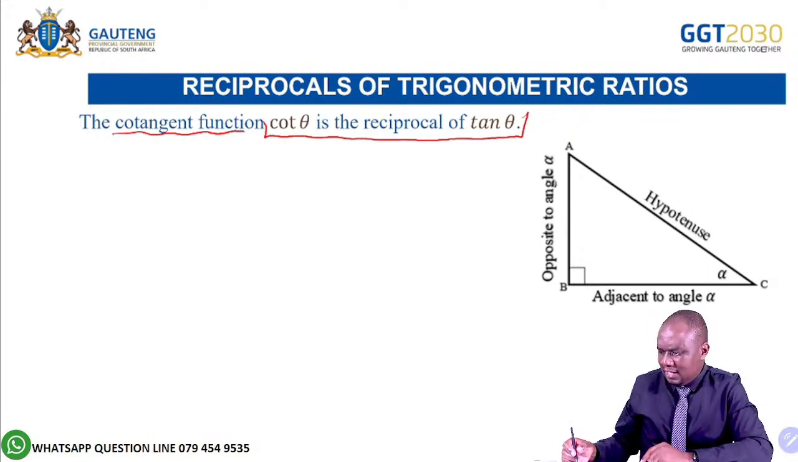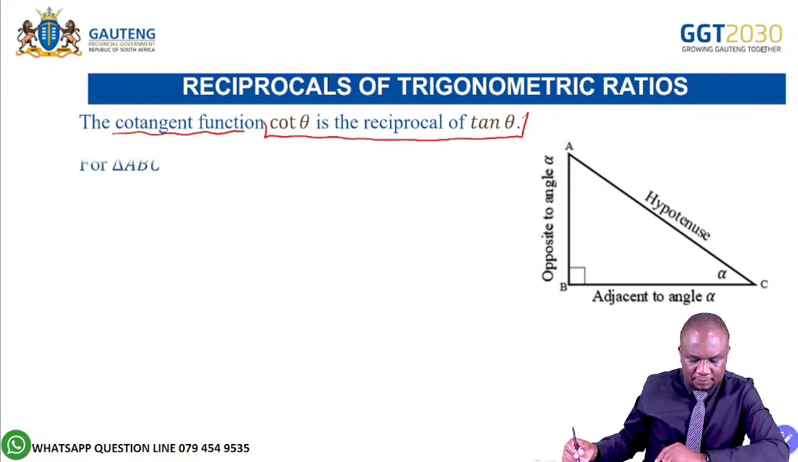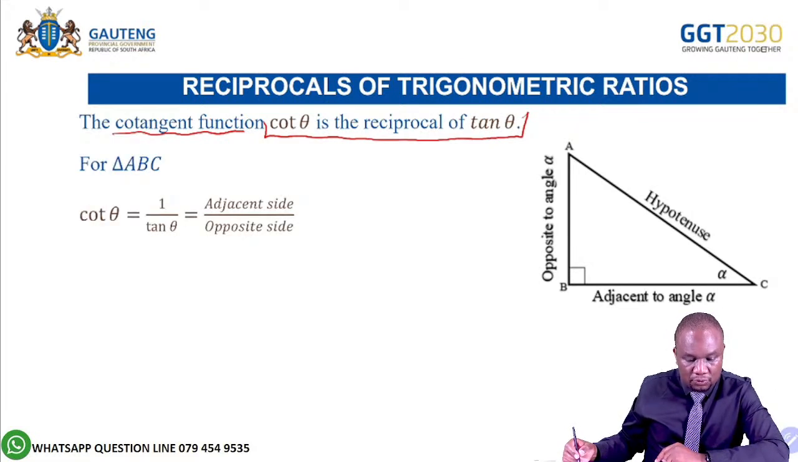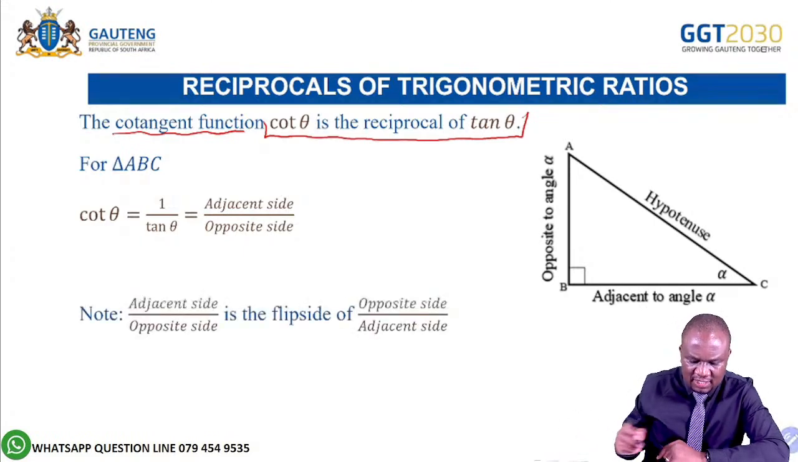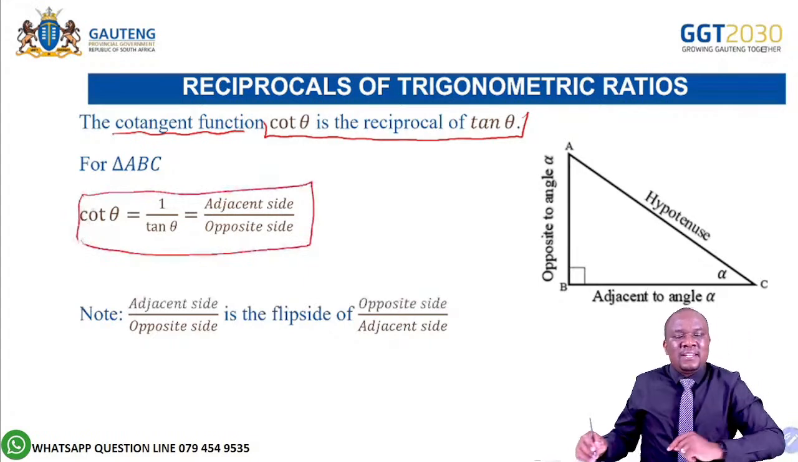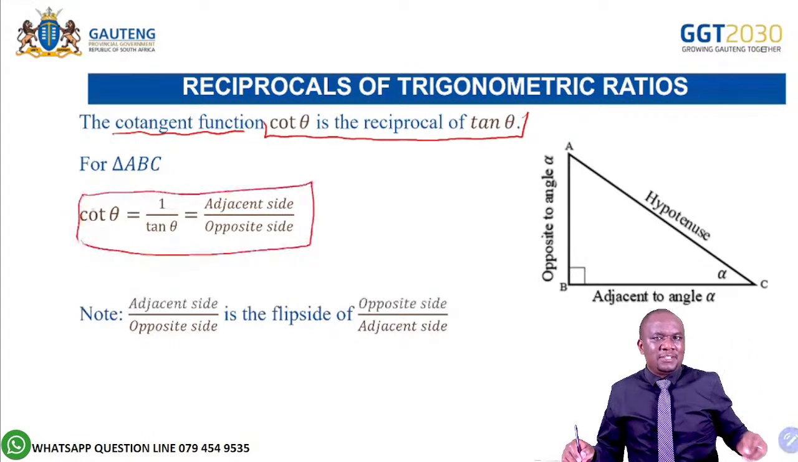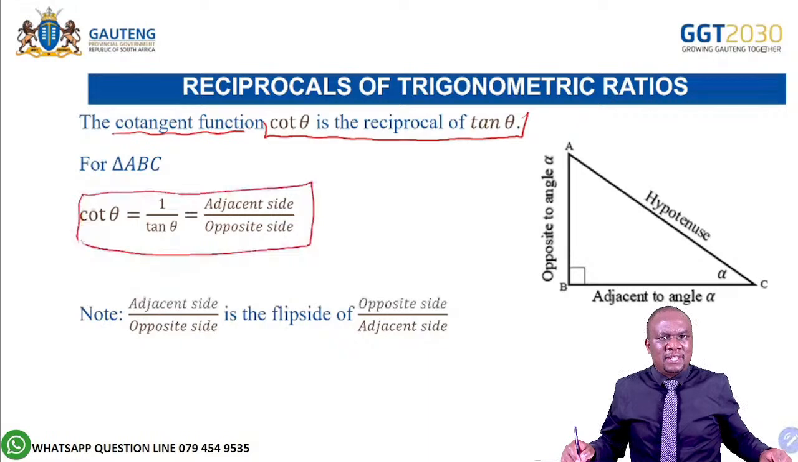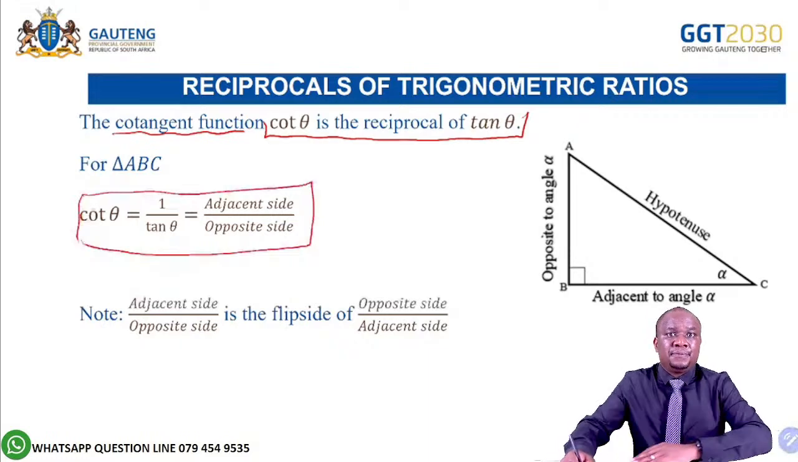Okay, right. Let's just write that. Cot theta is 1 over tan theta, which is adjacent side over opposite side. Just these two, for 1 minute. And then after this, we're just going to do a short activity, and then we summarize our lesson after that. Let's copy this for 1 minute.